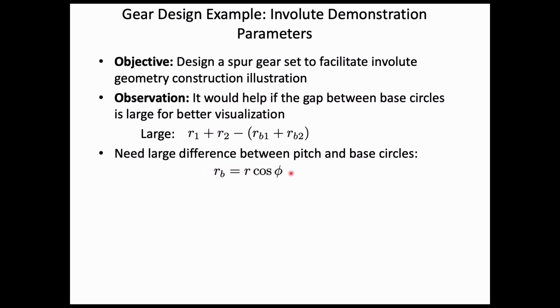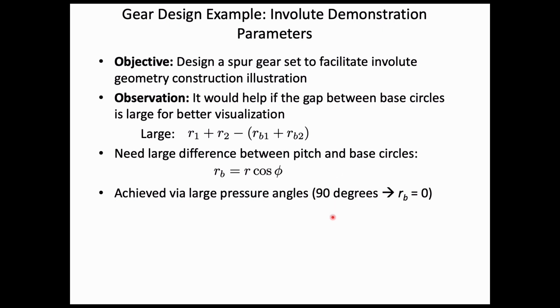This tells us something about the pressure angle. If I were to choose phi equals 20 degrees, maybe that is going to give me some reasonable gap between the base circles. But what if I chose something different? If we choose large pressure angles, then that's going to increase the relative difference between the base circle and the pitch circle size.